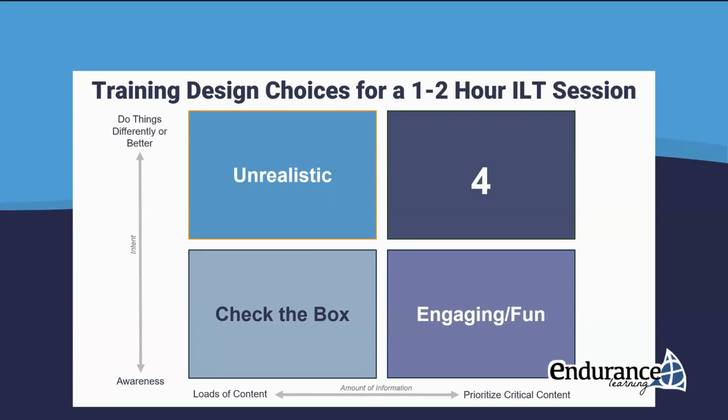But then we take a look at quadrant four, and that's where we start to get effective because we expect people to do something new or differently or better. We have the right amount of information. We make sure that we're not flooding people with a bunch of information they don't need, and that's where we get to effective.